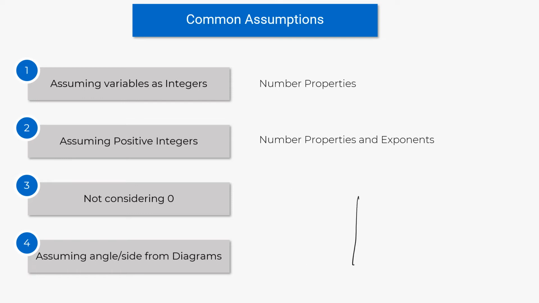Even if you see something like this and it looks like a square, do not assume it to be a square. So focus on what is given in the question and do not assume the values of angles or sides from diagrams. So with that, let's now look at one of the assumptions and let's try to see how we can avoid making such assumptions.